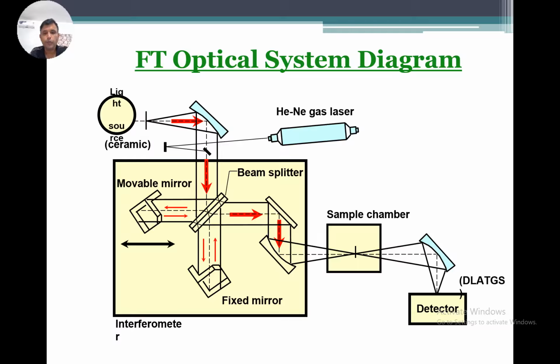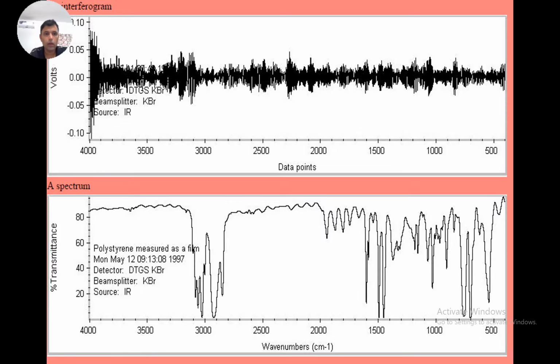So here we are going to record the signal in time domain, not in wave number domain. Here we are going to record the spectrum in time domain. So in a particular 1 second, in a small time interval, we are recording the spectrum. Then this spectrum will be converted to the wave numbers. That is called the Fourier transformation.